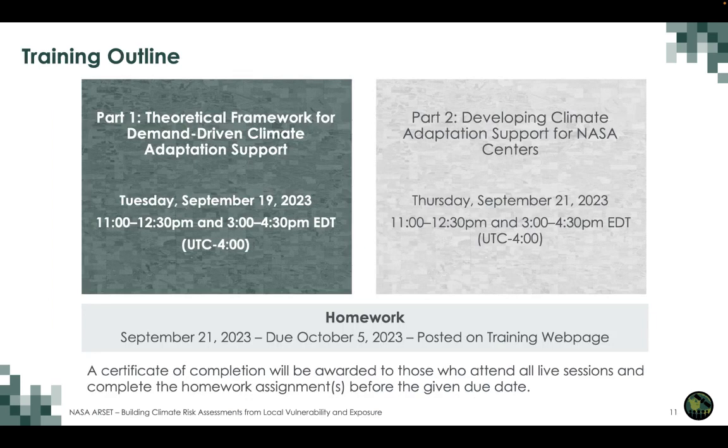Over these 2 days, there will be two 1.5-hour sessions which will include presentations and question and answer sessions. All materials and recordings from each session are available on the training webpage. Part 1 is focused on the theoretical framework for demand-driven climate adaptation support. There will be one homework assignment which will be posted on September 21st with a due date of October 5th. A certificate of completion will be awarded to those who attend all live sessions and complete the homework assignment before the given due date.